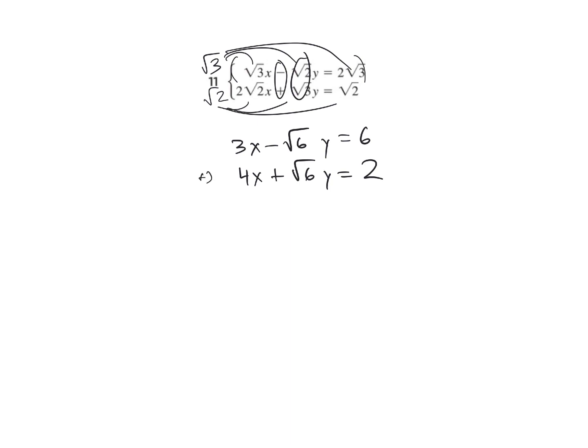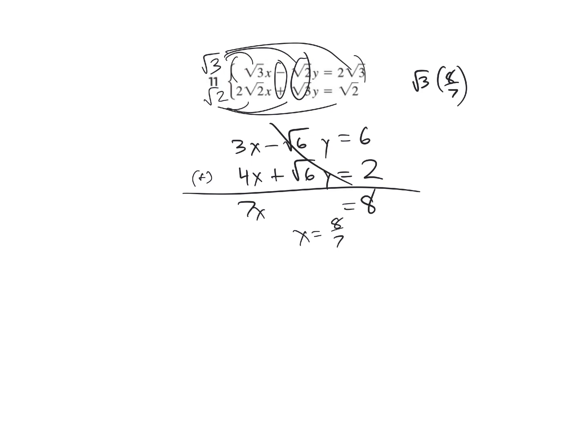Okay, so we add. We get 7x equals 8, because the y's cancel out. And x equals 8/7. Right, so if x is 8/7, let's do the square root of 3 times 8/7 minus the square root of 2y equals 2 square root of 3. So what do we have here? Actually, let's do this equation down here. 3 times x, which is 8/7, minus the square root of 6y equals 6.